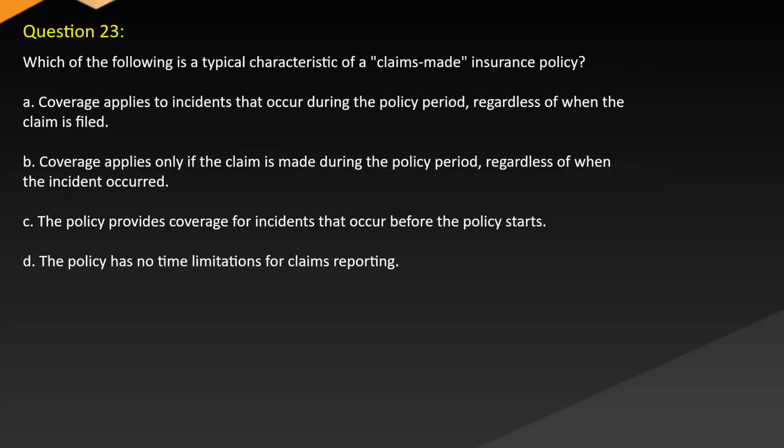Question 23. Which of the following is a typical characteristic of a claims-made insurance policy? A. Coverage applies to incidents that occur during the policy period, regardless of when the claim is filed. B. Coverage applies only if the claim is made during the policy period, regardless of when the incident occurred. C. The policy provides coverage for incidents that occur before the policy starts. D. The policy has no time limitations for claims reporting.